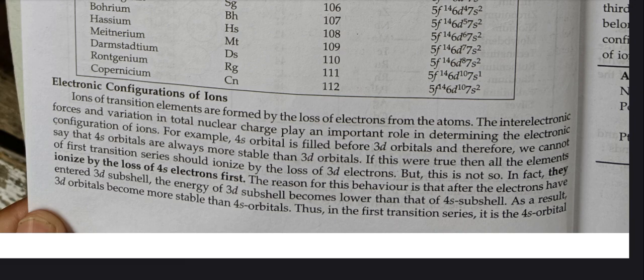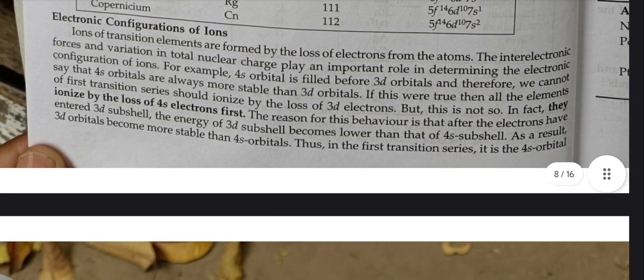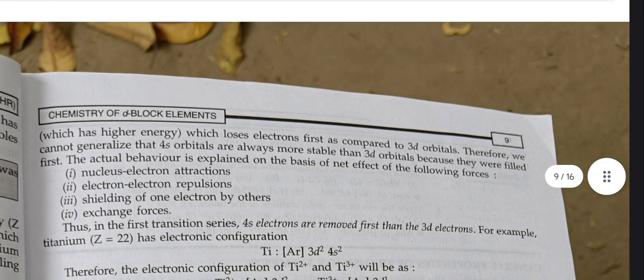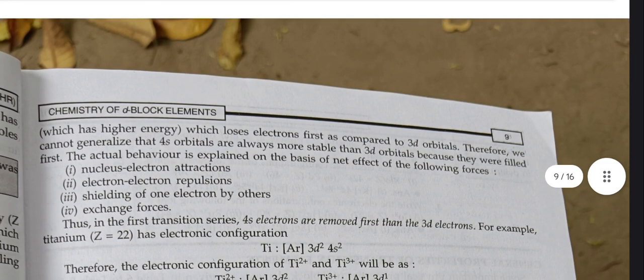If this were true, then all the elements of the first transition series should ionize by the loss of 3d electrons, but this is not so. In fact, they ionize by the loss of 4s electrons first. The reason for this behavior is that after the electrons have entered 3d subshell, the energy of 3d subshell becomes lower than that of 4s subshell. As a result, 3d orbitals become more stable than 4s orbitals. Thus, in the first transition series, it is the 4s orbital which has higher energy, which loses electrons first as compared to 3d orbitals.